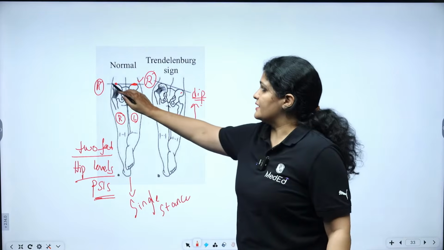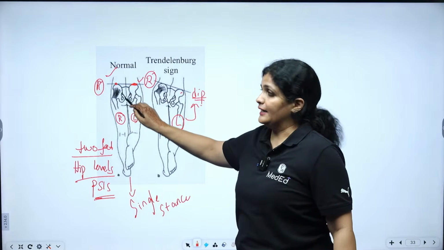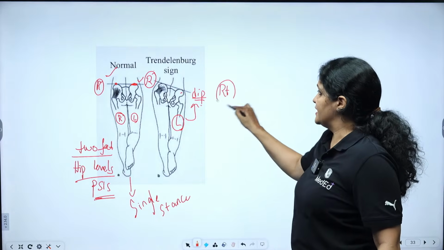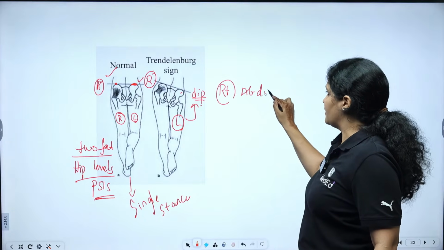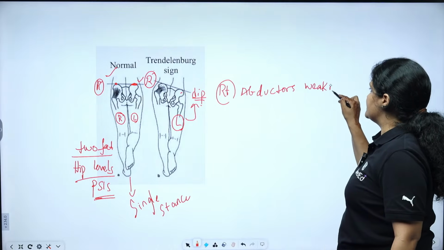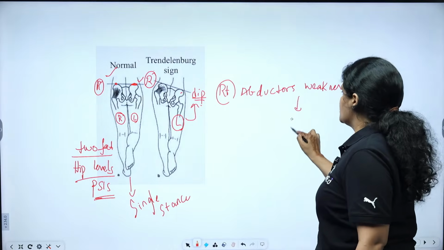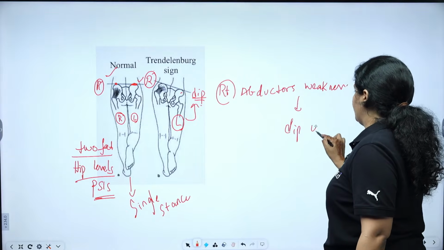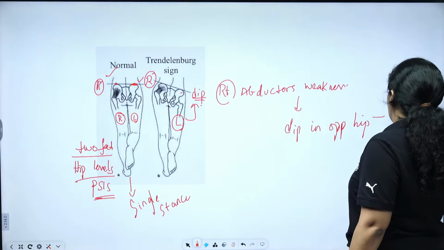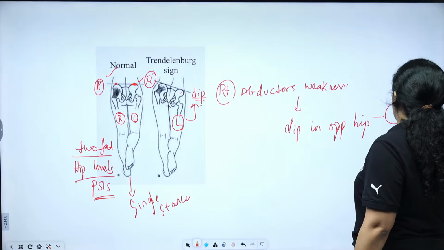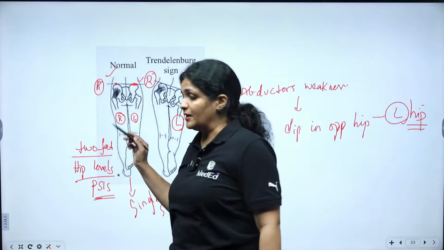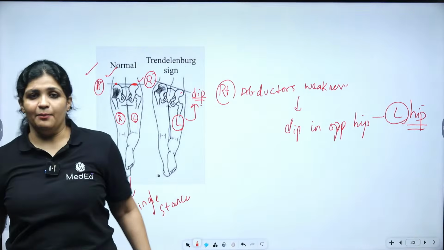So by this, the right abductors are trying to pull and they are making it stable. But if the right abductors are absent or weak, what will happen? You can see there is a dip in the opposite hip. Here the dip is seen on the left hip. So they might ask you, if there is a dip in the left hip, which muscles are not working? The muscles which are not working are the right abductors.